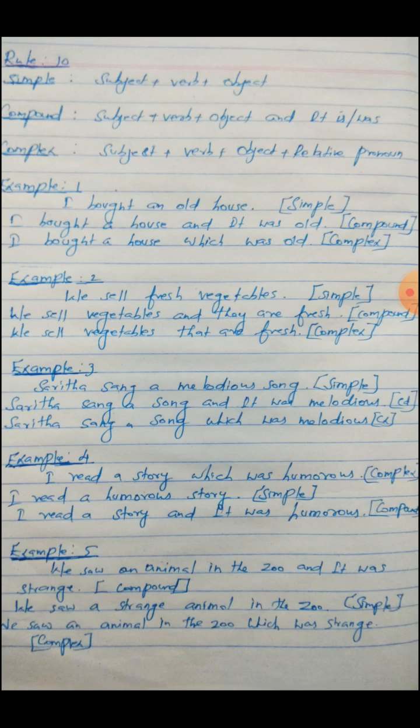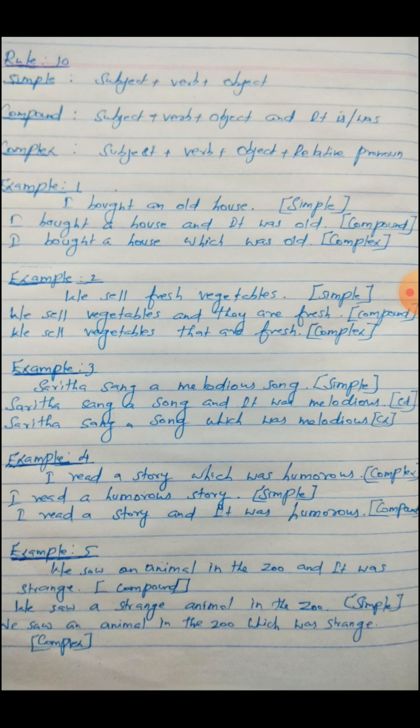Example 3. Sarida sang a melodious song. Simple sentence. Sarida is the subject, sang is the verb, a melodious song is the object. When you change it into a compound sentence: Sarida sang a song and it was melodious. That is a compound sentence. Sarida sang a song which was melodious. That is a complex sentence.